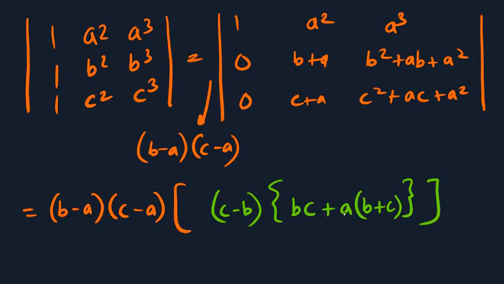Now this can be written as ab plus ac. And finally we have b minus a into c minus a into c minus b, the whole thing multiplied by ab plus bc plus ca. Let's write those brackets properly.